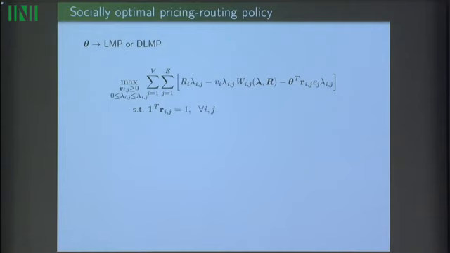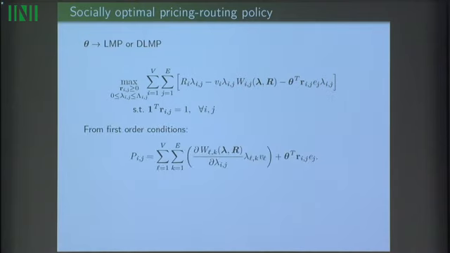Socially optimal pricing routing policy. It's an optimization. I can formulate it. The first term is just the reward people are getting from buying service. The second term is the waiting cost they're incurring. The third term is the electricity cost. Now those thetas could be your wholesale LMPs or your DLMPs, which is distribution locational marginal pricing, which could signal the fast charging station about the distribution system's condition.